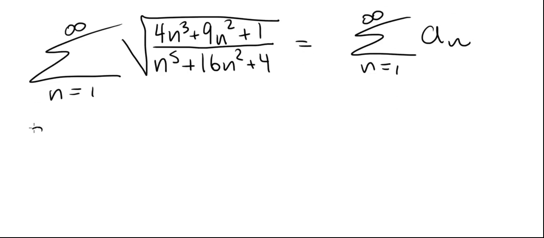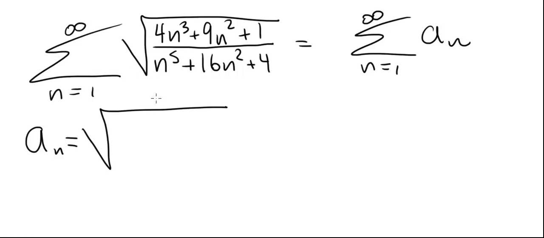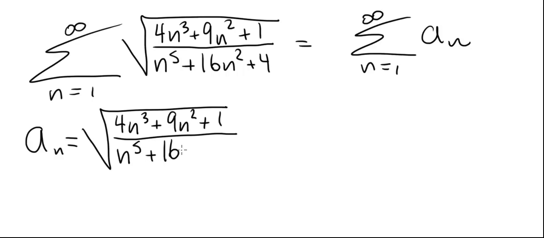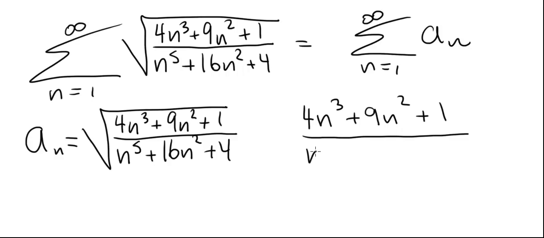So let's look at this nth term of the an series. That's the summation of n equals 1 to infinity of square root of 4n cubed plus 9n squared plus 1 over n to the fifth plus 16n squared plus 4. Now let's remove the square root for a second and look at what's inside it: 4n cubed plus 9n squared plus 1 divided by n to the fifth plus 16n squared plus 4.